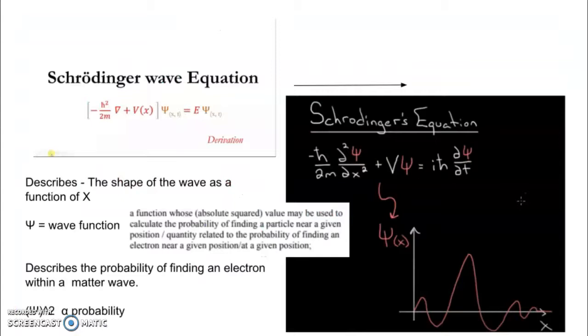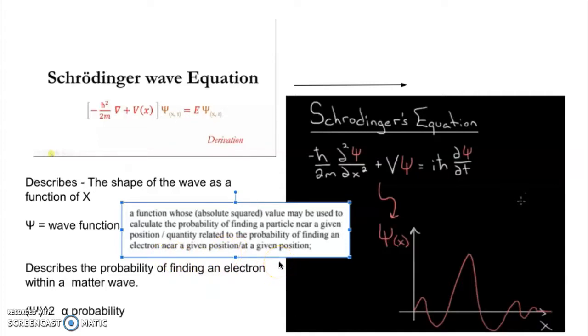I'm going to go back to here because this is the correct IB definition of what the wave function is. And check this out. By definition, a wave function is either, definition number one, a function whose absolute squared value may be used to calculate the probability of finding a particle near a given position. Right, so that's one way. You don't have to say probability, you don't have to say proportional, just related to. Or you could just say a wave function is a quantity related to the probability of finding an electron near a given position, or at a given position.